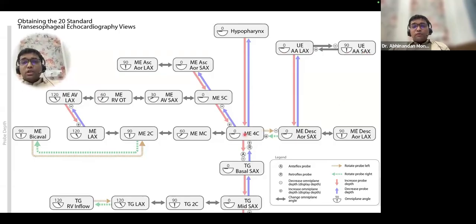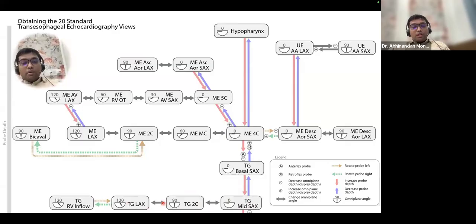Then from the mid-esophageal four chamber view, if you increase the depth and enter into the stomach, the first view visible to you will be the transgastric basal short axis view. Further down and with anteflexion, you will get the transgastric mid short axis view. Then from the transgastric mid short axis view, while focusing on your left ventricle, if you change the omniplane angle to 90 degrees, you will get the transgastric two chamber view.